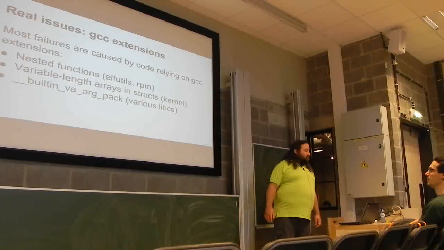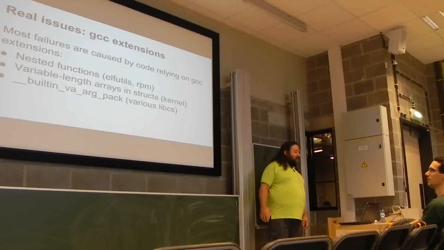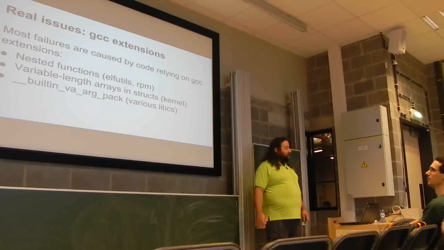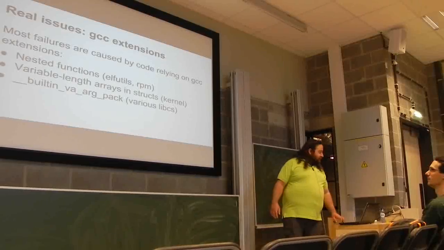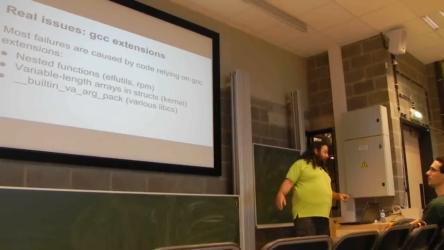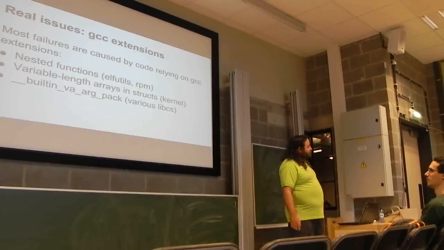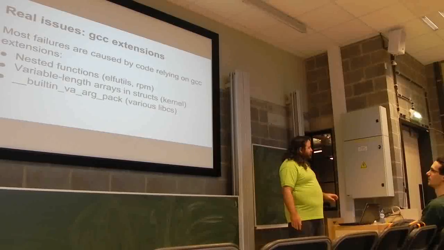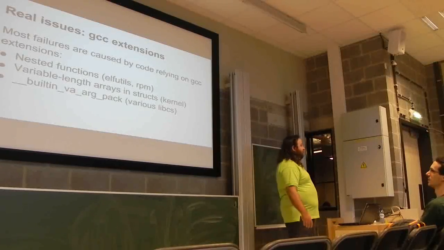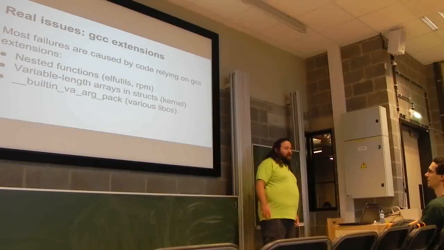And then some libcs, glibc, uClibc, I think musl as well, assume that __builtin_va_pack exists. That GCC builtin can be used to determine the number of arguments and some pointers inside variable argument passing.